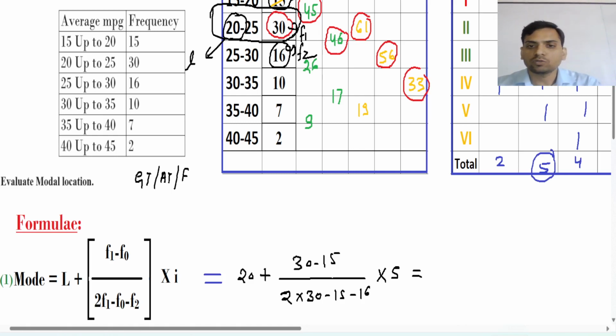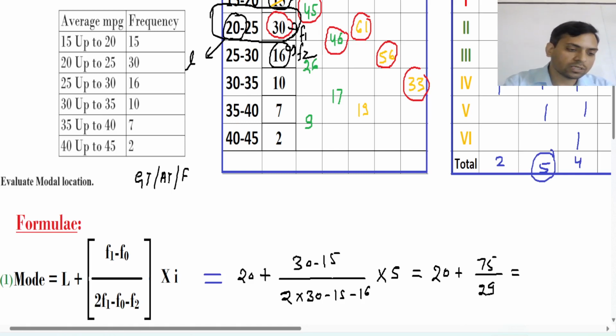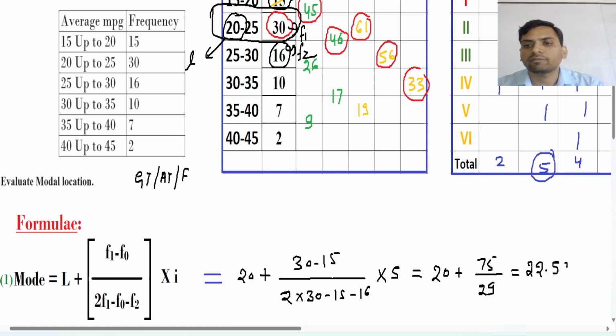So we can calculate using calculator. So this is 20 and this quantity is 30 minus 15 into 5, that is 75, and this denominator quantity is 29. So mode is 20 plus 75 divided by 29. So that is 22.58, 22.586. So this is mode.